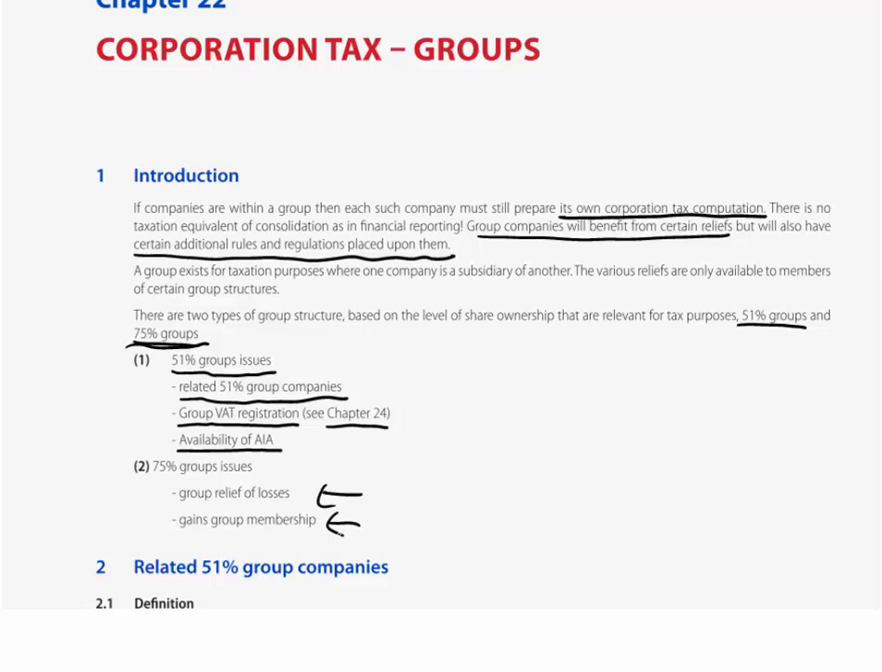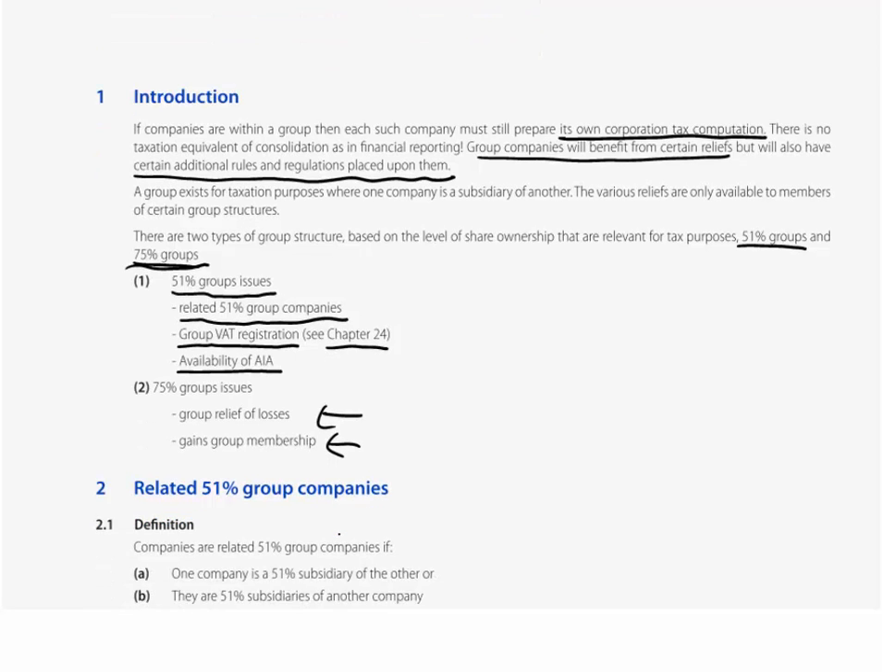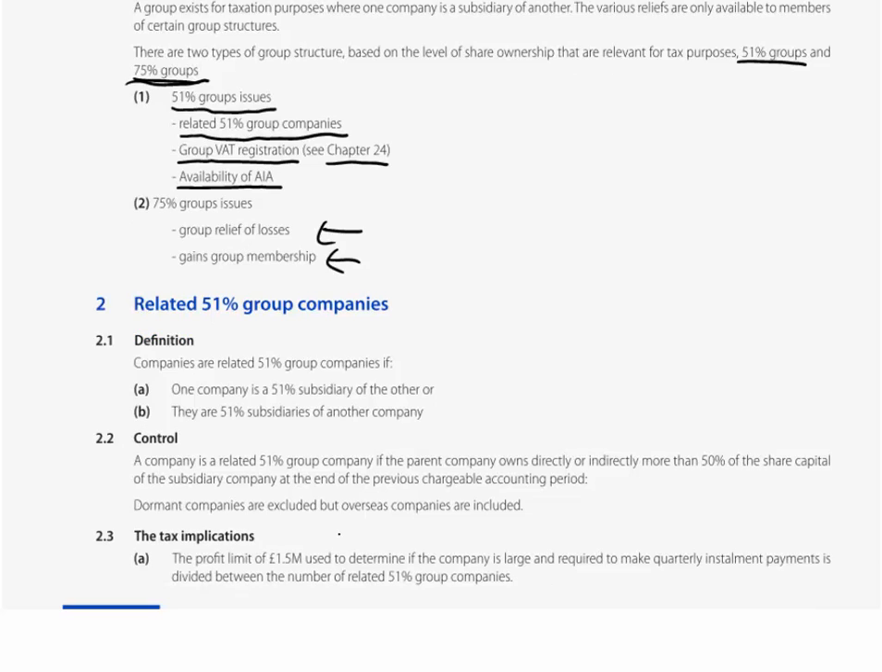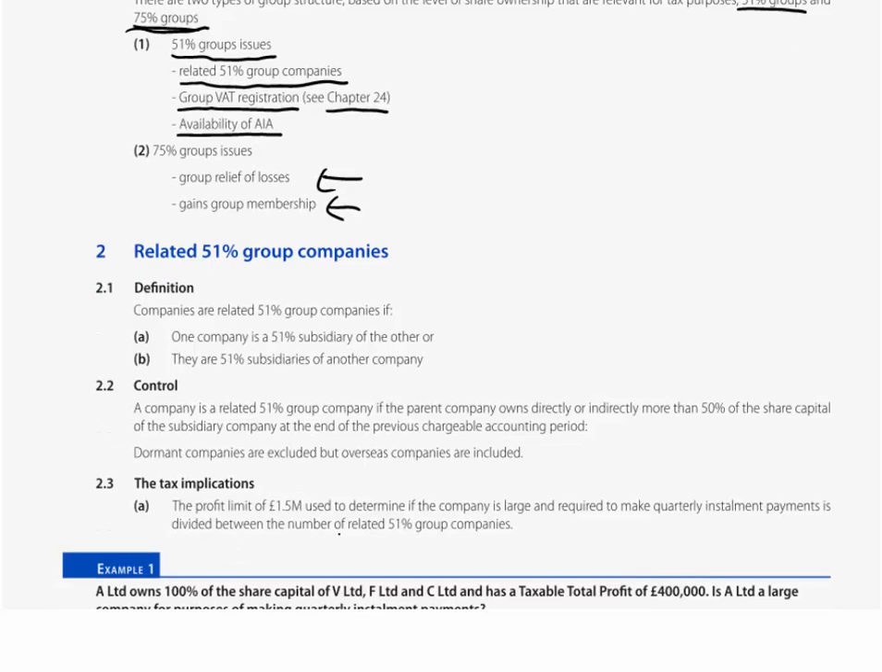But the first of those 51% areas, and again one that we know well about, is related 51% group companies. When are companies related 51% group companies? Well, we know that. If either one company is a 51% subsidiary of the other, parent and 51% plus sub, or they are 51% co-subsidiaries of another company. All of those are related 51% group companies. Hence, as we know, a parent company, a holding company, with 3 51% plus owned subsidiaries, parent company plus 3, there are 4 related 51% group companies.